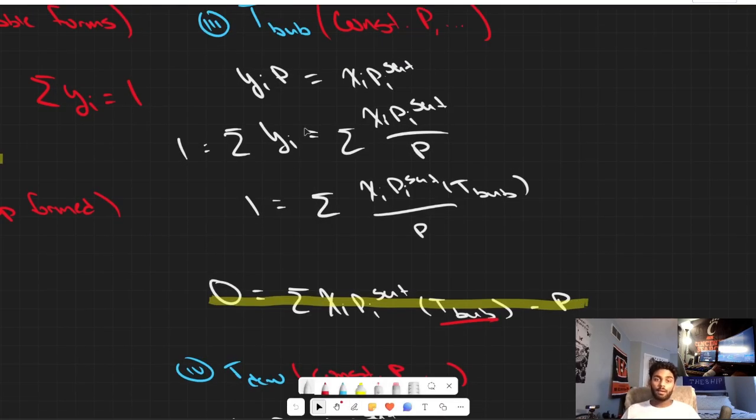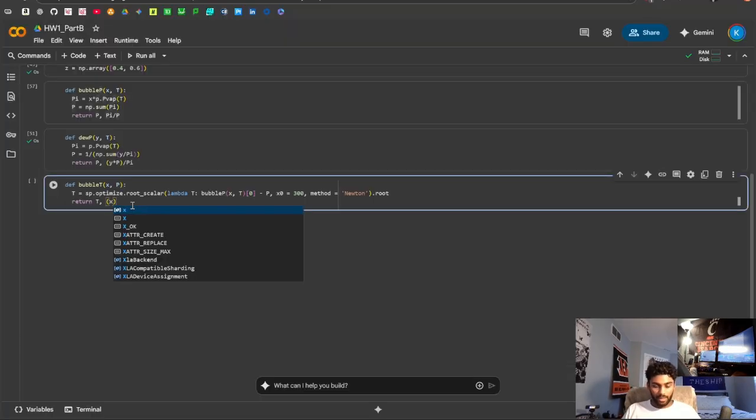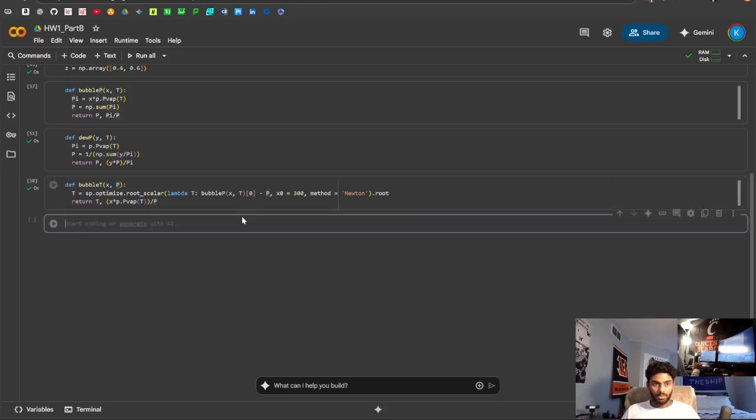And we do that by having our liquid phase mole fractions times the saturation pressure at the given temperature over the pressure. So we code that out like this. So our yi is equal to x times the saturation pressure at the given temperature over our bubble pressure. I think that should be good to go.